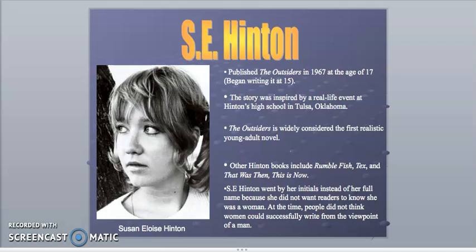So S.E. Hinton went by her initials instead of her full name, instead of going by Susan Eloise, because she did not want her readers to know that she was a woman. At the time, people did not think women could successfully write from the viewpoint of a man. We've seen many women and female authors do this throughout time, specifically J.K. Rowling, who wrote Harry Potter, did this as well, but lots and lots of female authors have had to do this because they were not respected as authors.